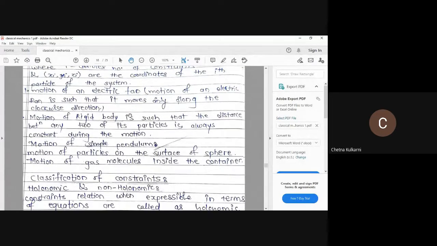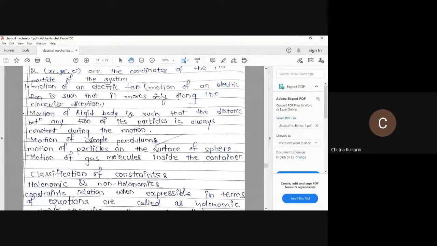Next we have to see the motion of a simple pendulum. No doubt, we will see in detail what the restriction is. Then the motion of a particle on the surface of a sphere. This also we have seen. Then the motion of a gas molecule inside a container. Just consider the LPG gas cylinder which comes to your home.